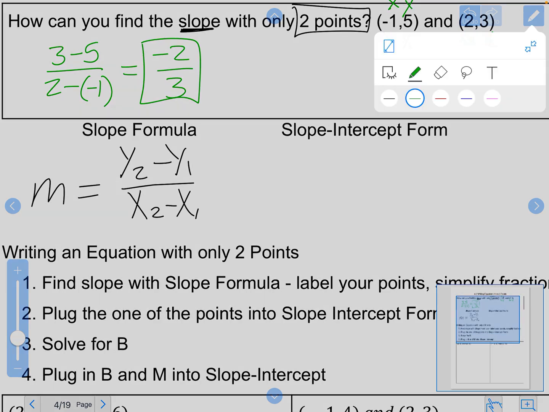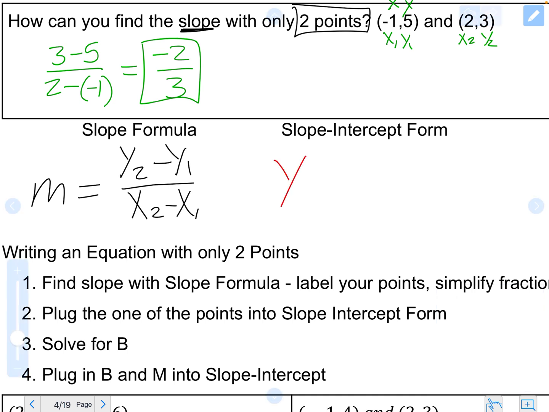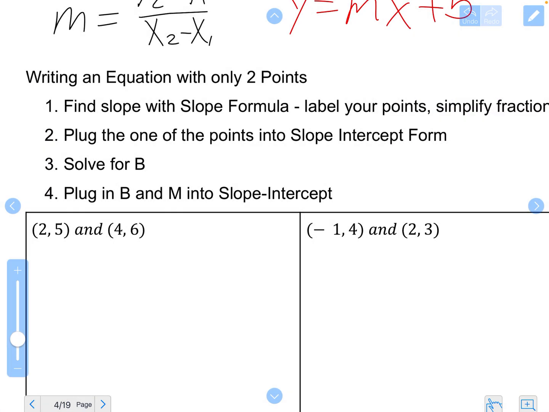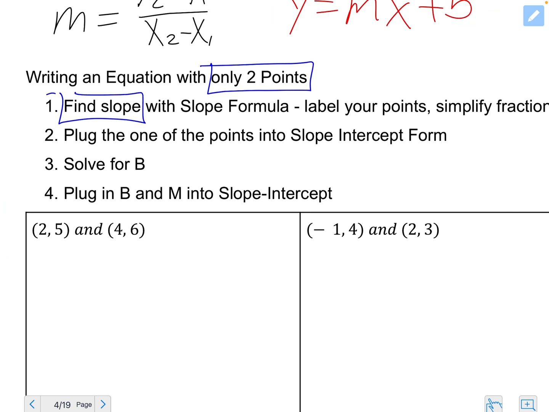And then the next thing we need to remember is our slope-intercept formula. y equals mx plus b. So going forward, we're going to write an entire equation, y equals mx plus b, with only 2 points. The first thing we're going to do is find slope. That's always going to be our first step.